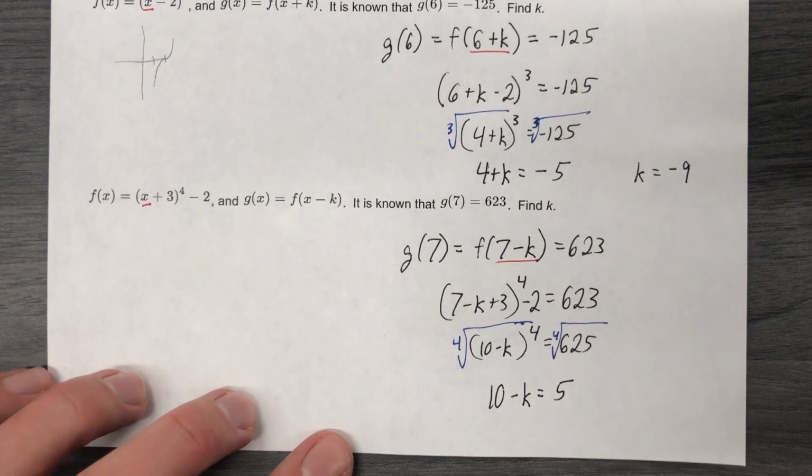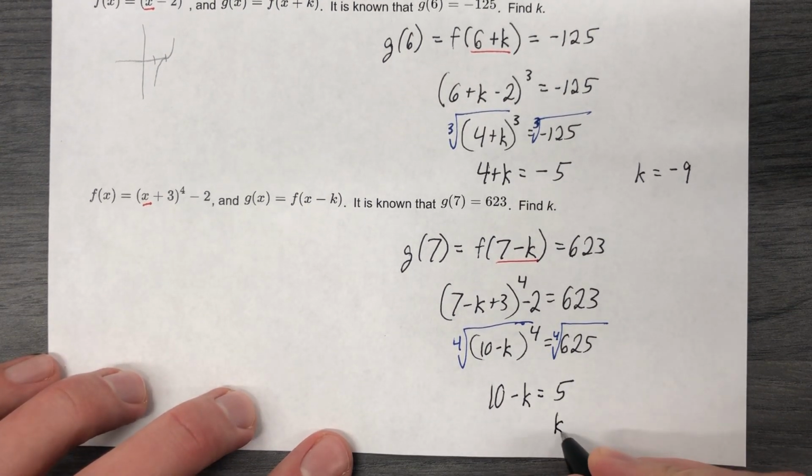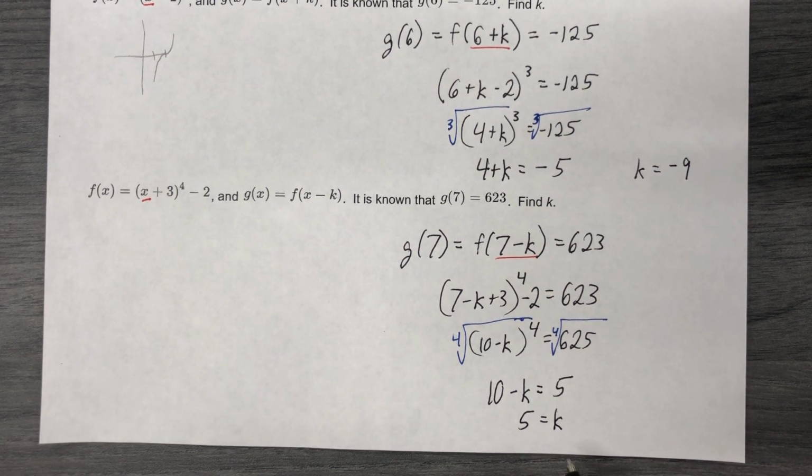At this point, you're just going to solve it. I'm going to add the k, which gives me k on this side, and subtract the 5, which gives me 5, which we could sort of do in our head, because 10 minus something gives me 5. There we go.